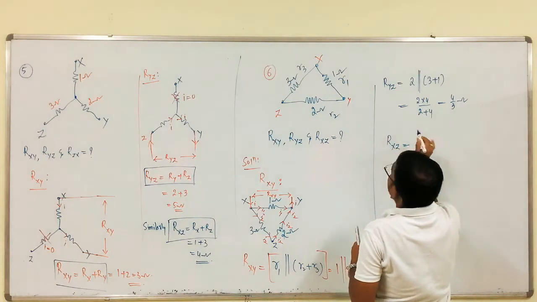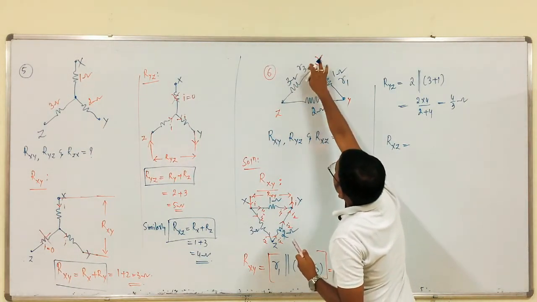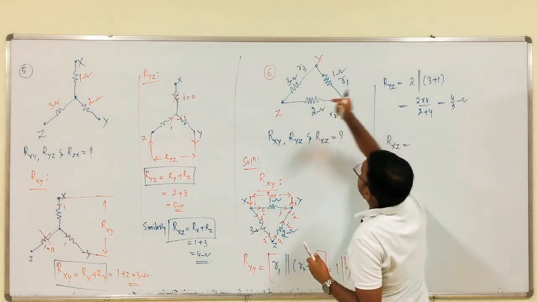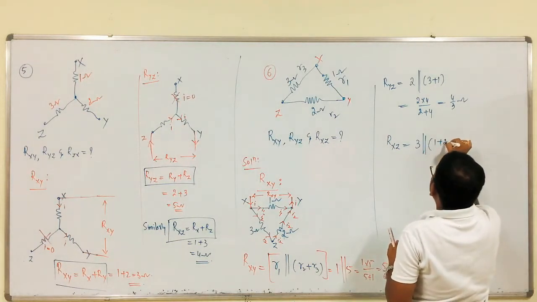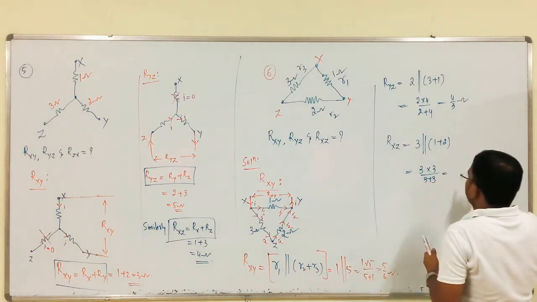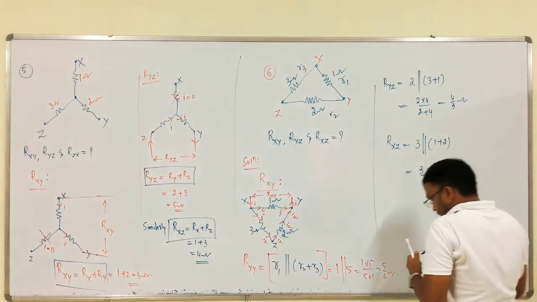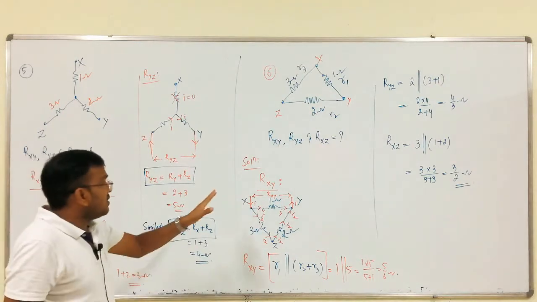Like that R x z. So, R x z between these two terminals, these two are in series, and the whole combination is parallel with 3, that is 3 is parallel with 1 plus 2, which is equal to 3 into 3 by 3 plus 3, which is equal to 9 by 6, that is 3 by 2 ohms. So, like this we have to write. These are very important observations.